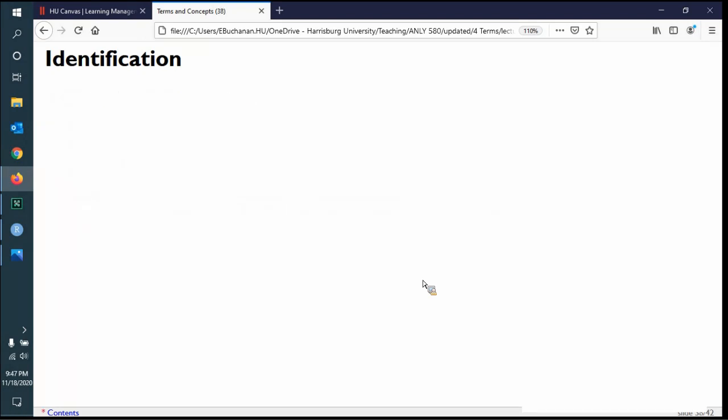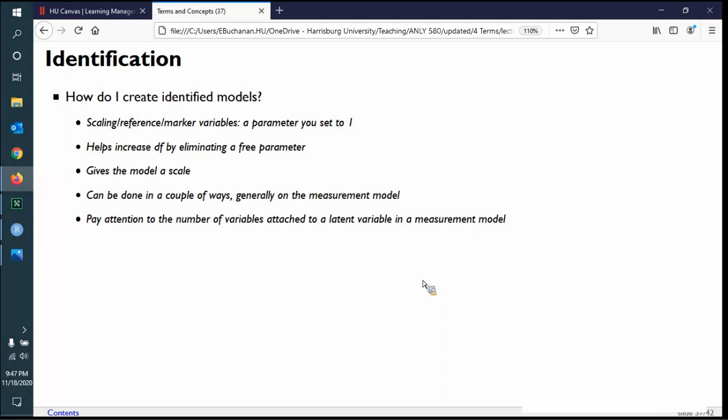There's a book chapter, I guess it must be on this next slide, but I have to pay attention here to the number of variables attached to a latent variable. If it's only two, that's when you're going to have problems. And so that is a warning for an assignment in the future. And I'll try to remind you when we get there.